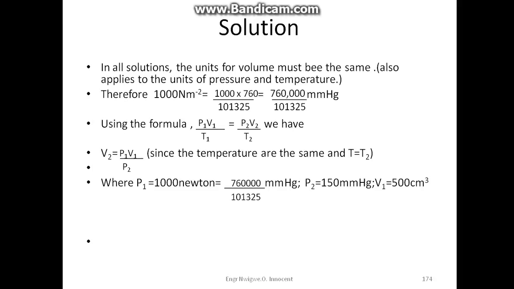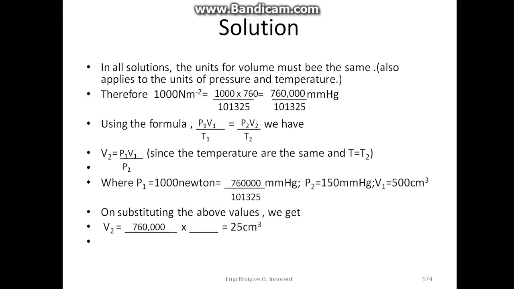We have that P2 equals 150 mm of mercury. V1 equals 500 cm cube. On substituting the above values, we have V2 equals 760,000 divided by 101,325 times 500 over 150, which will give us 25 cm cube.